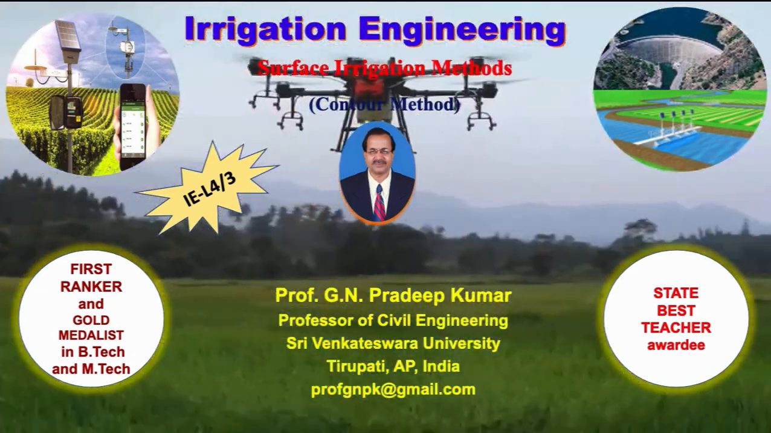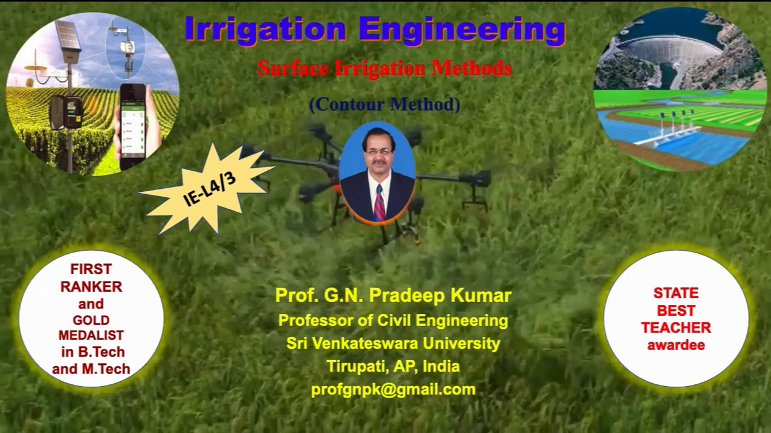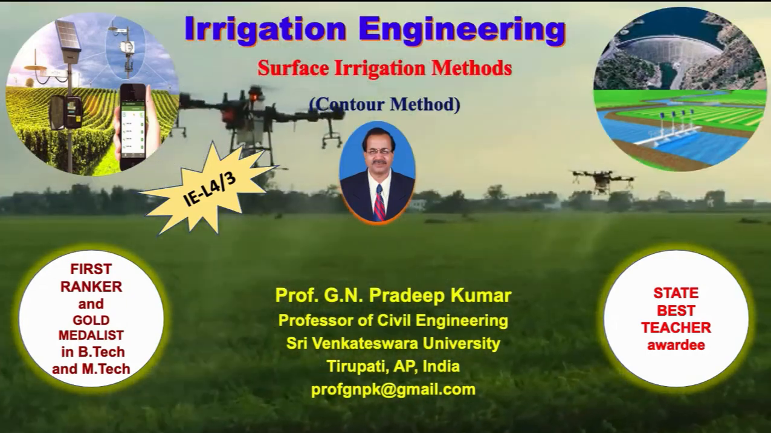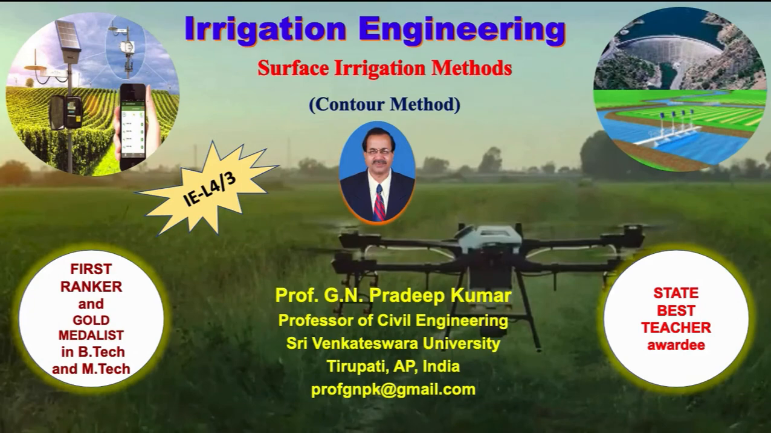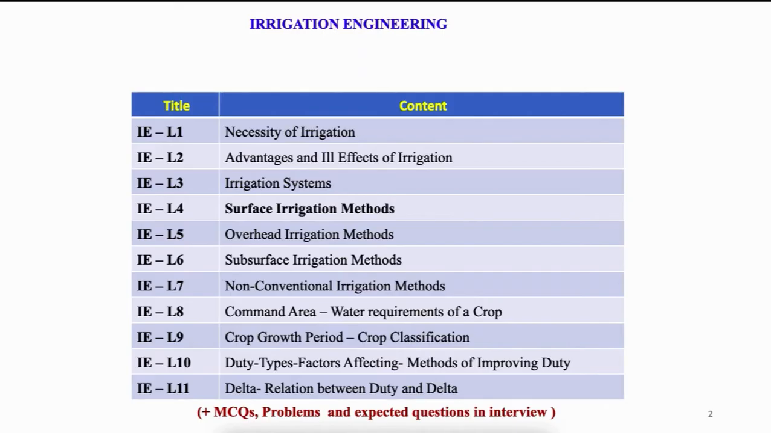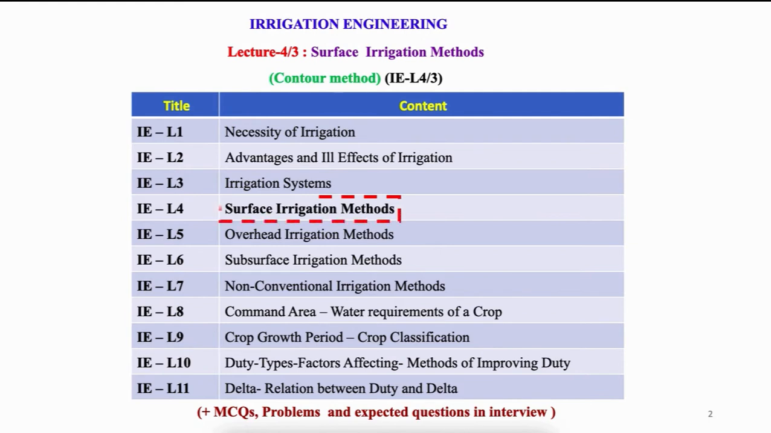Before starting this lecture, let me remind you that in order to sustain the same level of interest and enthusiasm, it was proposed to discuss the fourth part, that is surface irrigation methods, under three subparts. The first one is on uncontrolled and controlled methods of irrigation, the second one on furrow method, and the third one is on contour method of irrigation. Further, multiple choice questions and interview oriented questions are included in the third subpart.